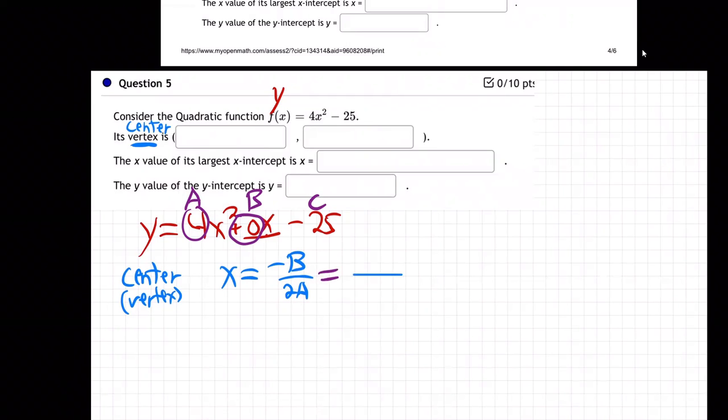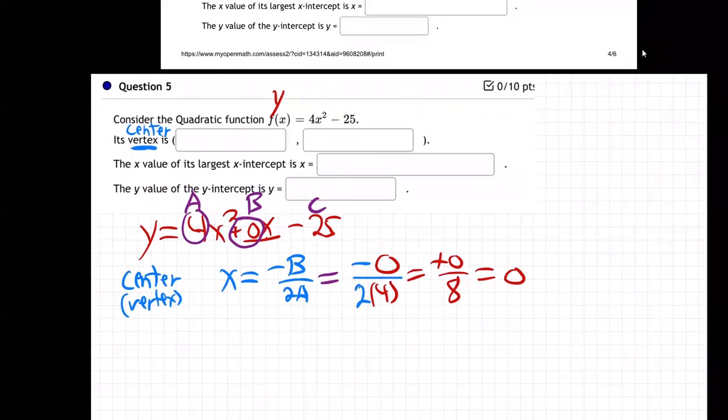So how do we do it? It's negative B. What is B? Well, 0. Over 2 times A. What is A? 4. So I get negative 0 over 8. What is negative 0? That's just 0, right? How much money do you have? I have negative 0. Right? It's just 0. And what is 0 divided by 8? Well, it's just 0, right? You take 0 candy bars and divide among 8 kids, they get no candy. 0 is just 0. So x is 0. So that's the x value.